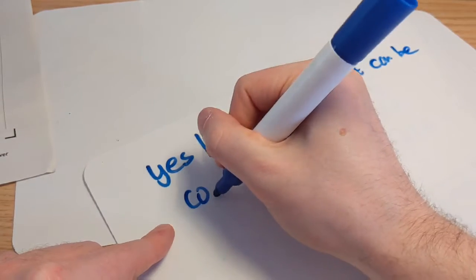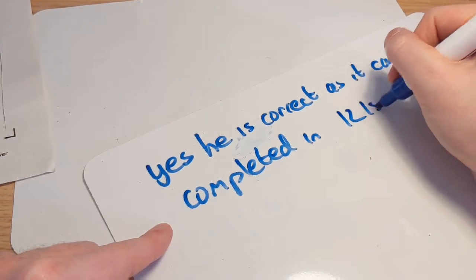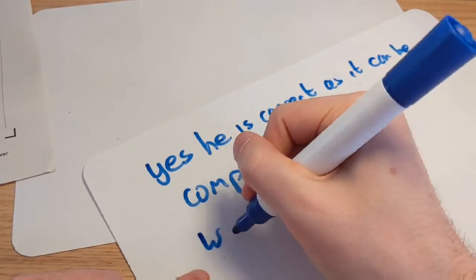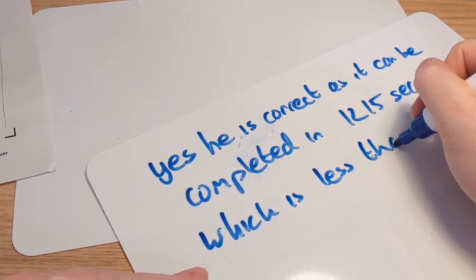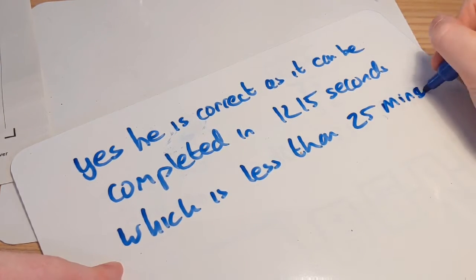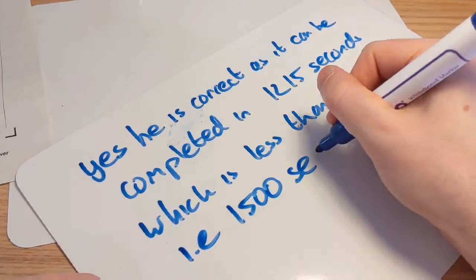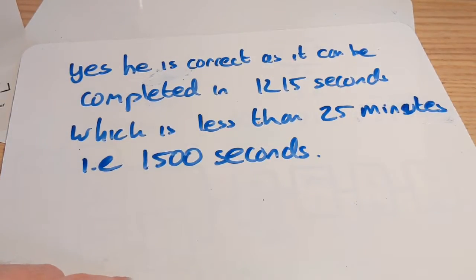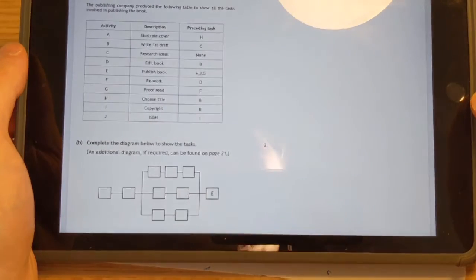It can be completed in 1,215 seconds, which is less than 25 minutes, i.e. 1,500 seconds. Okay, and you have to write a sentence, and you make sure you've got numbers involved as well. Okay, so I've got another precedence table question here on my iPad.